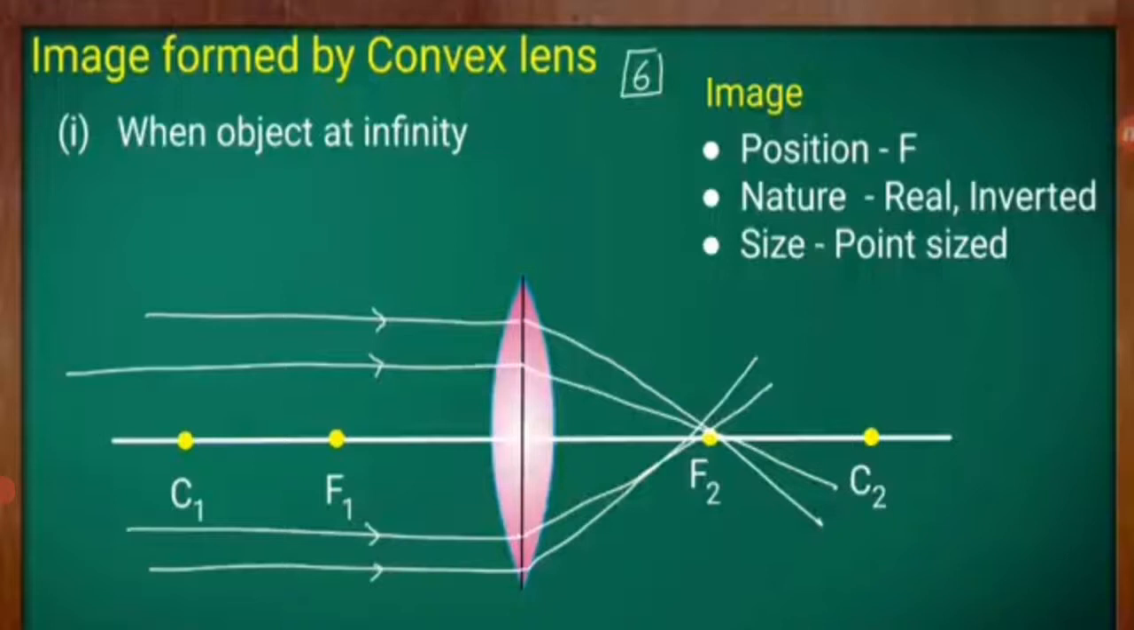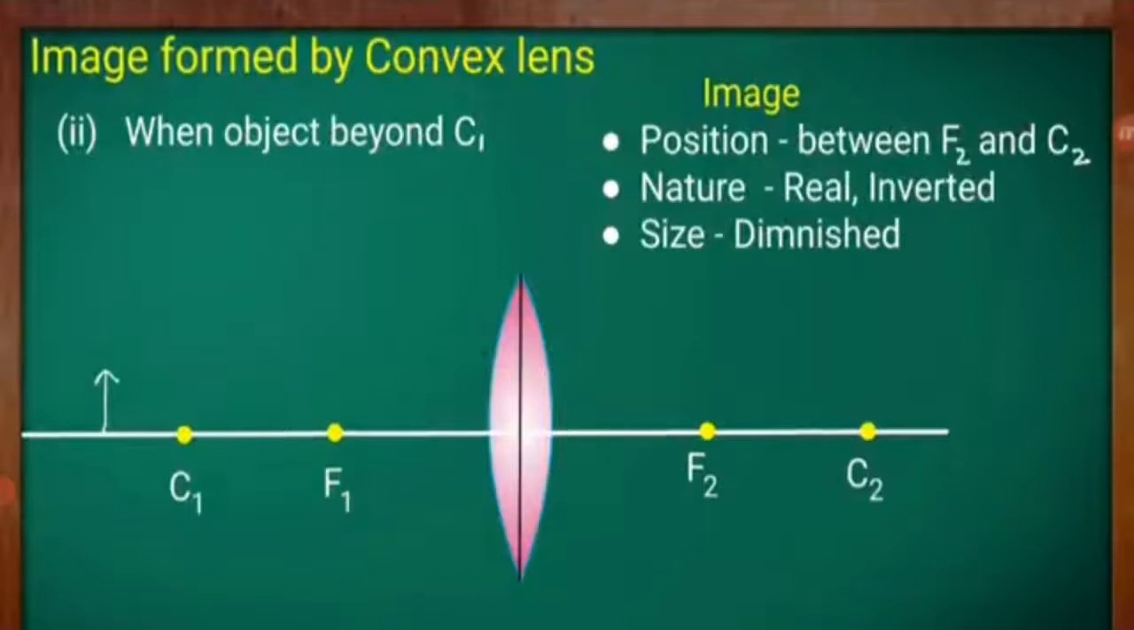As the light ray is parallel to the principal axis, then the light ray has to converge at the principal focus on the other side of the convex lens. Therefore all the light rays are converging at F2, and the position of the image is at F2, the nature will be real and inverted, and the size of the image is point size. This is the first case. Like this we are going to study the other 5 cases also.